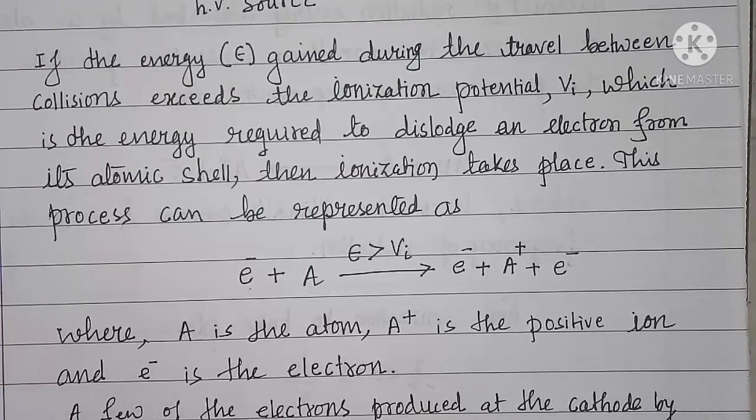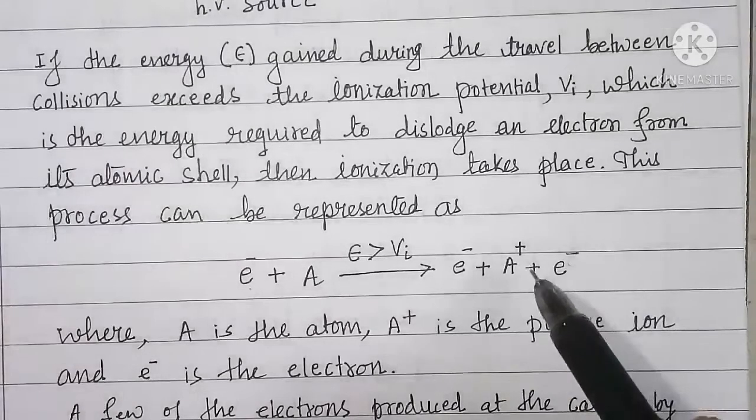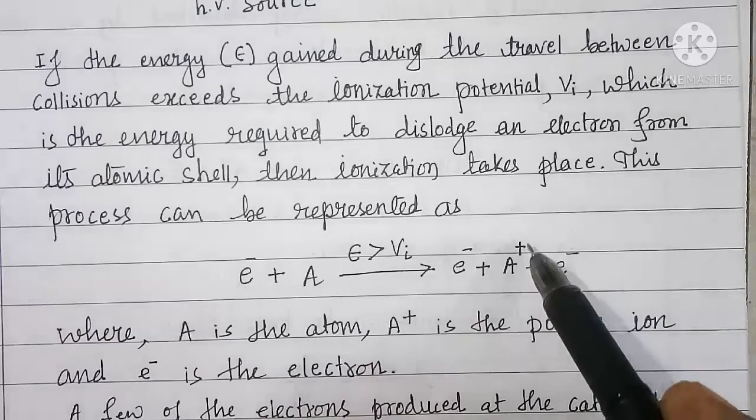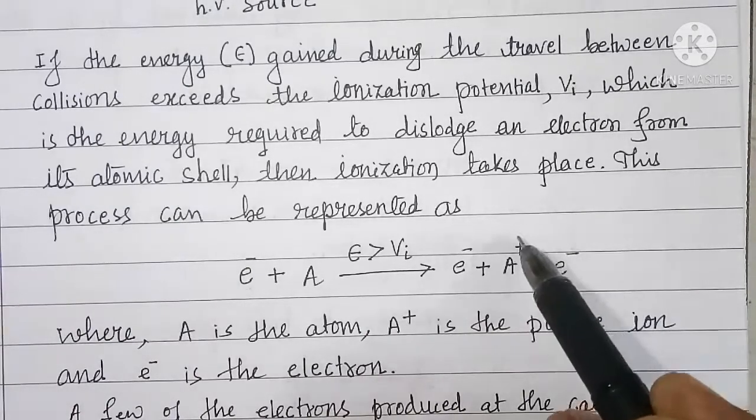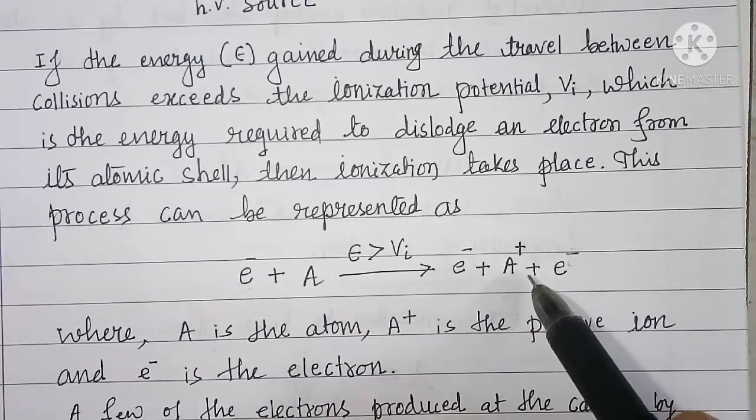Now these two equations, one equation for the ionization process due to collision and the other equation written for the photoionization process, are very important to understand the secondary ionization process, because to explain the secondary ionization process we make use of the positive ion produced here.